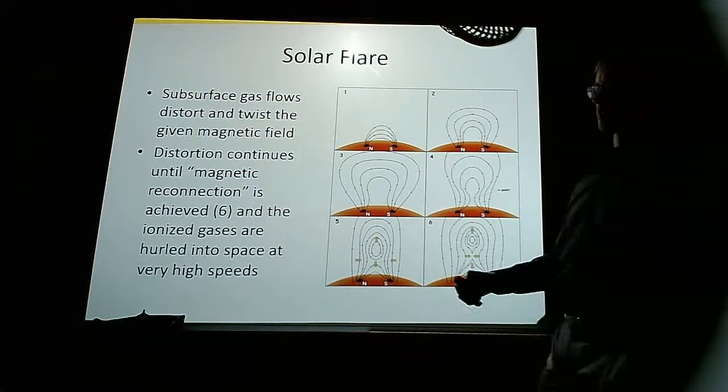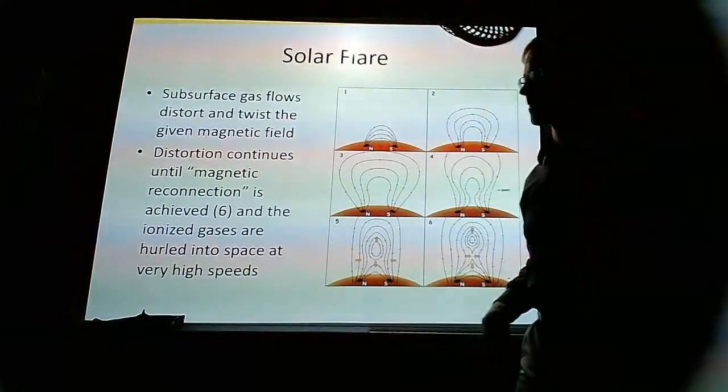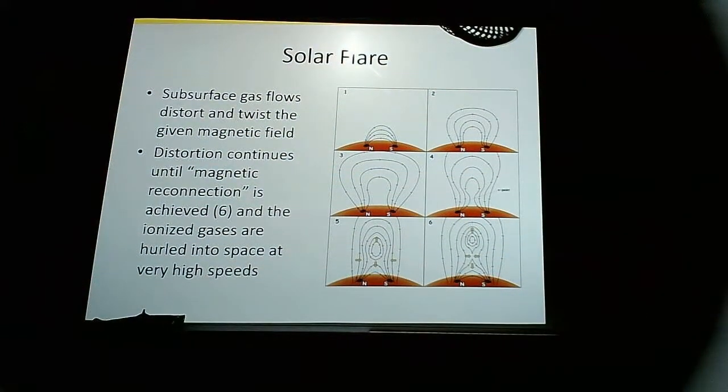Magnetic reconnection event. Yep. Solar flares are caused by those. And I'll just kind of walk you through what happens in that.